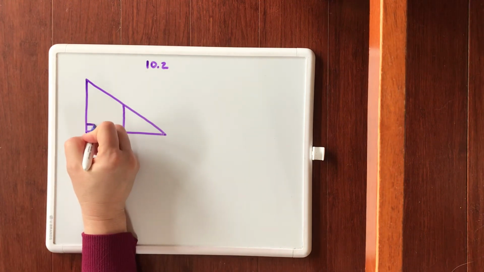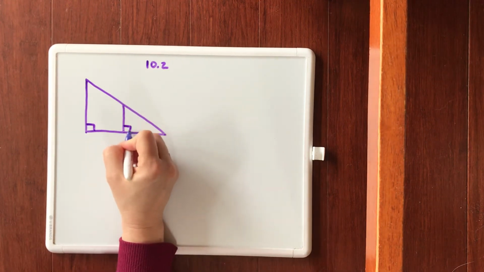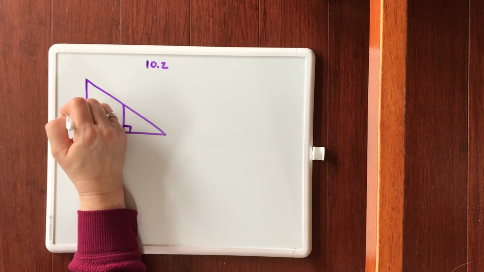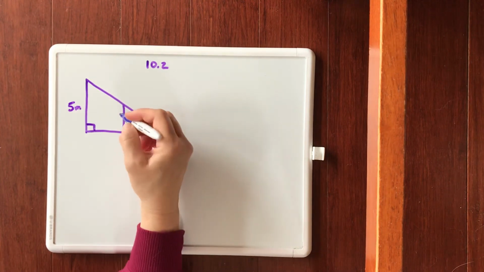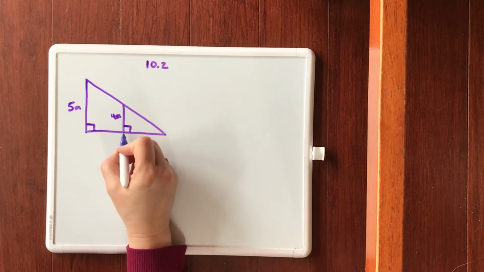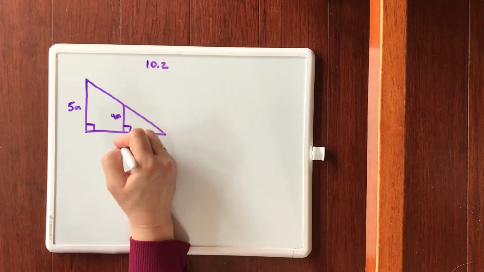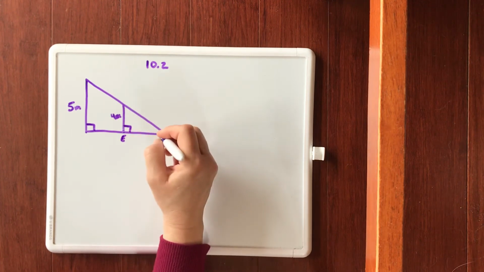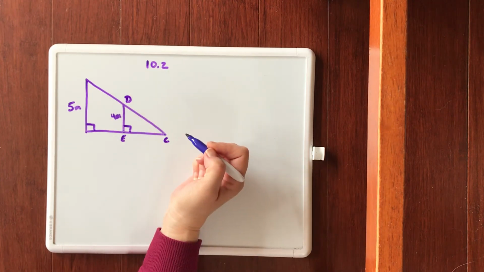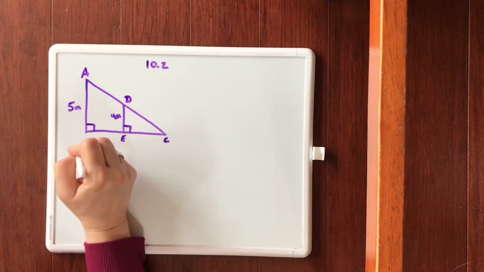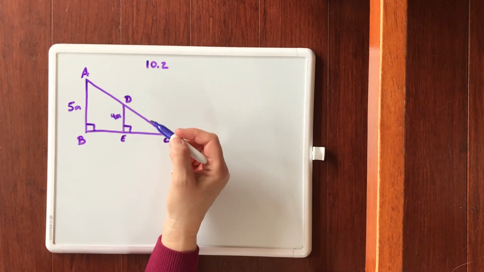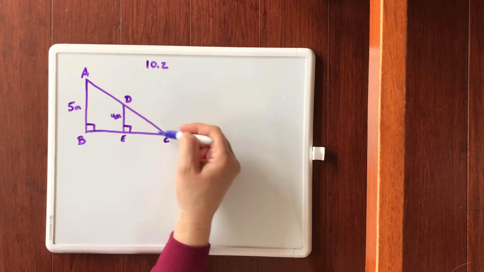Okay, this is 90 degrees and this is 90 degrees. So what we're given is this length right here is 5 meters, and this length right here is 4 meters. I'm going to call the small triangle E, C, and D, and I'm going to call the large triangle A, B, and C. ABC is the large triangle, and the small one is DEC.